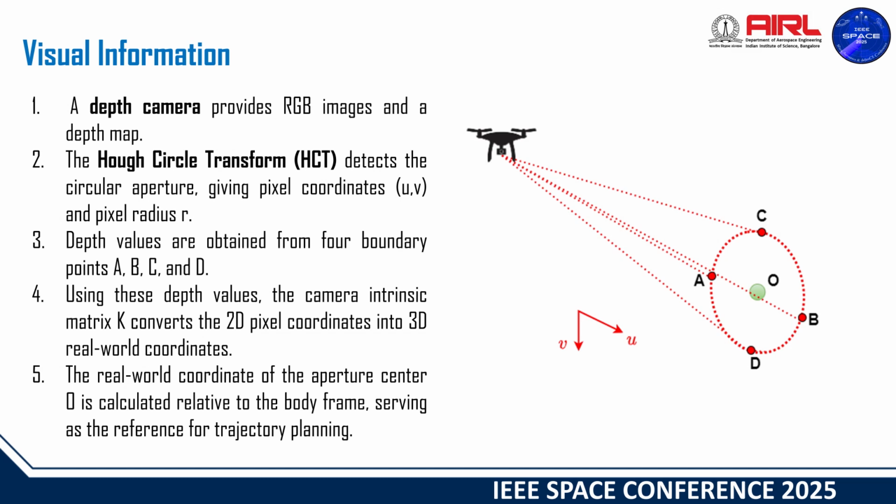Depth values from 4 boundary points are then used, and with the camera intrinsic matrix, the 2-dimensional pixel data is transformed into 3-dimensional real-world coordinates. The aperture center in the body frame is finally obtained and used as the reference for trajectory planning.